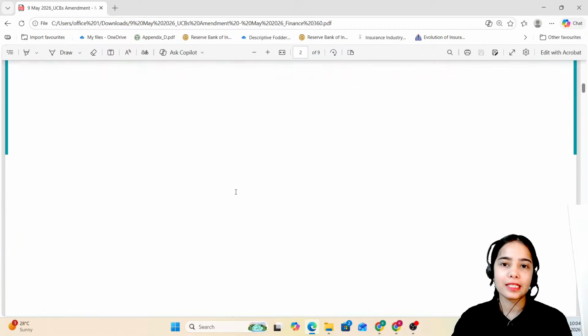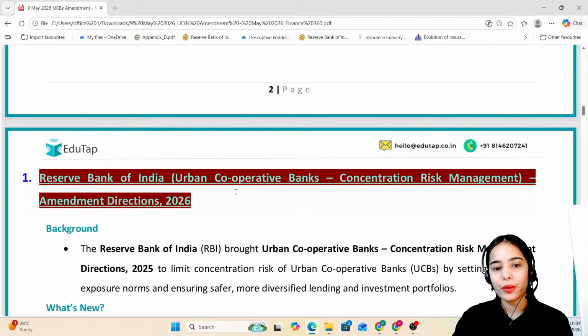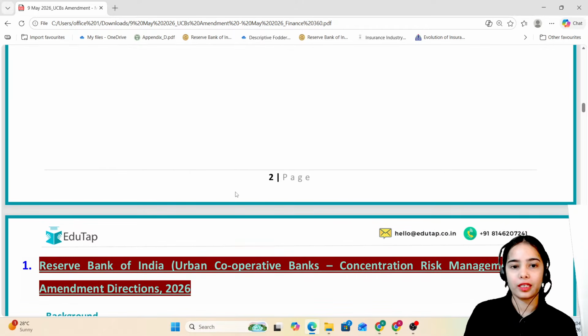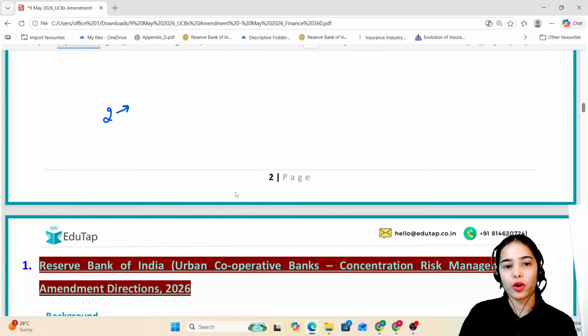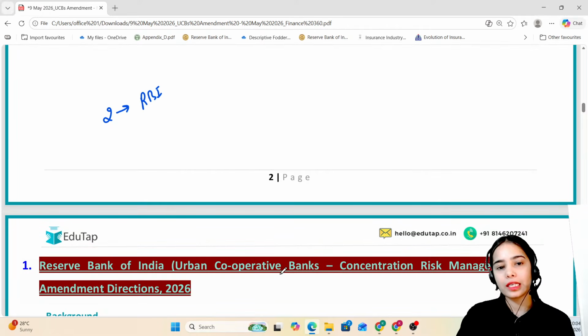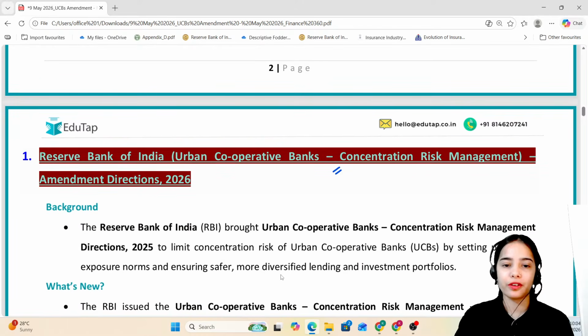Today's Finance 360-degree session. Today we are going to discuss two very important articles released by the Reserve Bank of India. The first one is regarding the concentration risk management amendment directions for the urban cooperative banks, and the second news article is regarding the credit facilities of the urban cooperative banks.